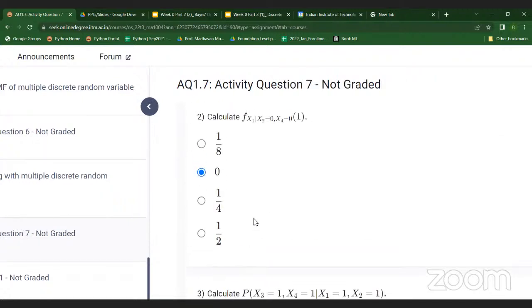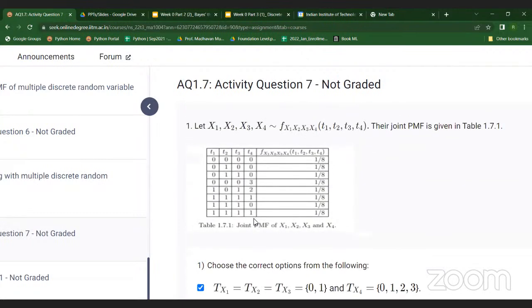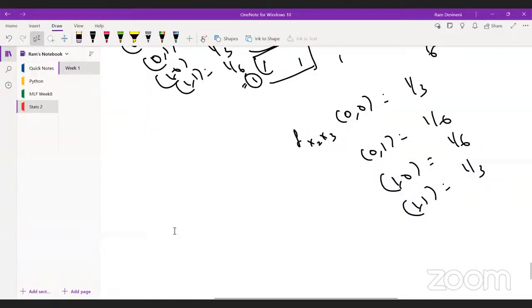Are you with me? I didn't get this 2 by 3. You didn't get the 2 by 3 part? No, sir. Okay. You know the probability for the intersection divided by the probability for this, that you know, right? Yes, sir. We'll use that.